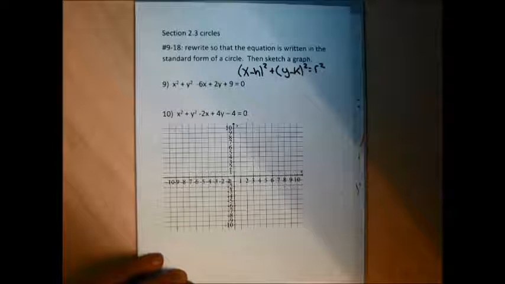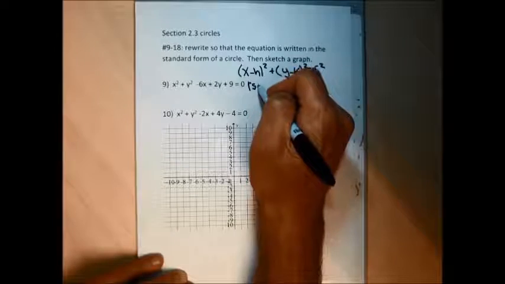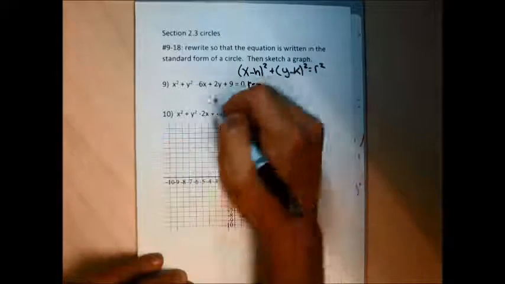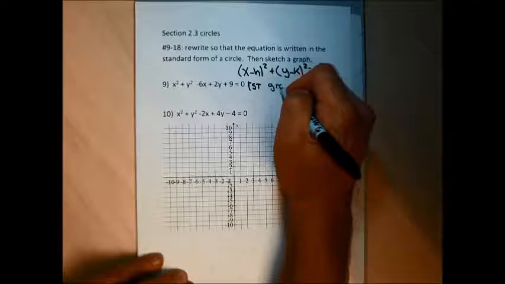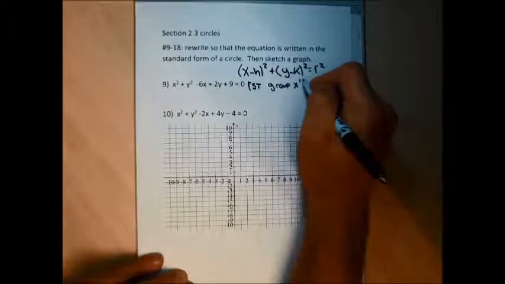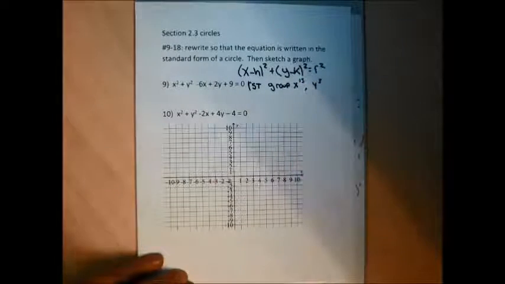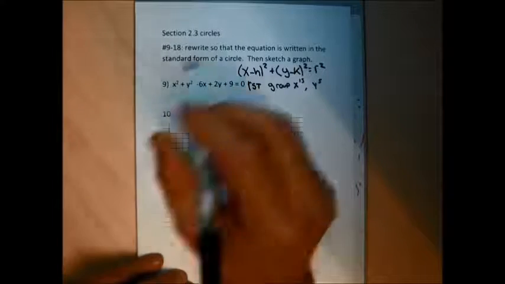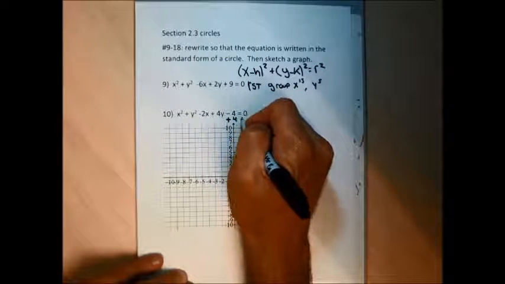For each of the problems between 9 and 18, the first step to get the problem rewritten is to group the x's and group the y's. So first, to get this problem rewritten so I can see that it actually graphs to be a circle, I'm going to group the x's and the y's, and I'm going to move the number over. So I'm going to rewrite this problem by getting it kind of set up.